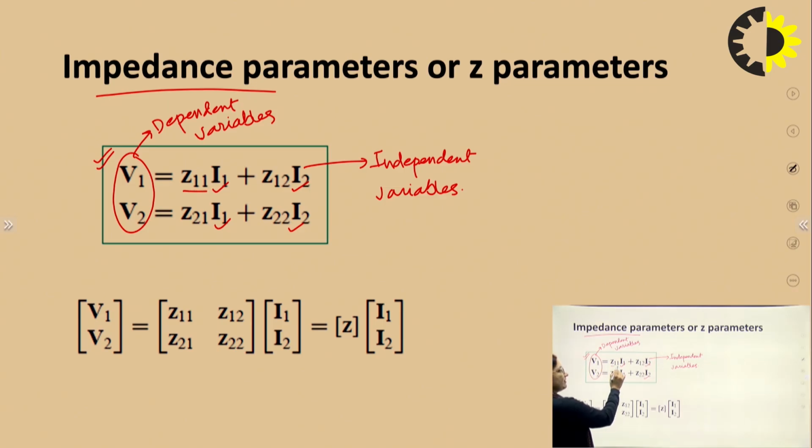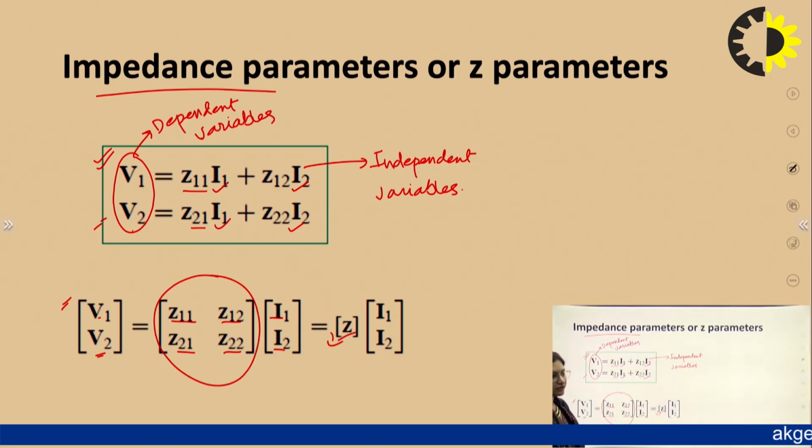V1 is equal to Z11 I1 plus Z12 I2. Z11 and Z12 are the impedance parameters. We will be discussing how we can calculate them and what we can call these Z11 and Z12. And V2 is equal to Z21 I1 plus Z22 I2. These equations can be represented in matrix form. V1 is equal to Z11 I1, Z12 I2, and V2 is equal to Z21 I1, Z22 I2. This whole matrix is also called the Z matrix or impedance matrix.